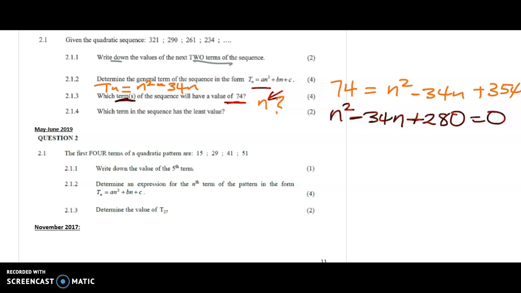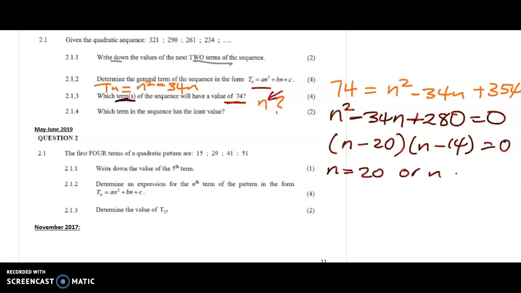280 equals 0. Then we're just going to factorize. So you can see that it is (n minus 20)(n minus 14). If you can't get this fast by factorizing, you can just use the quadratic formula and then find the factors. So n is equal to 20, or n is equal to 14. So the two terms will be these: n equals 20 and n equals 14.